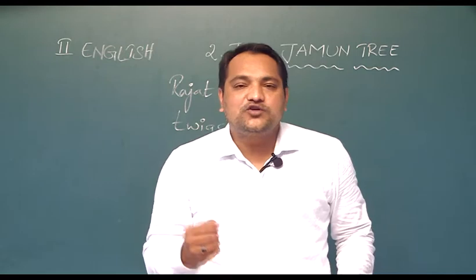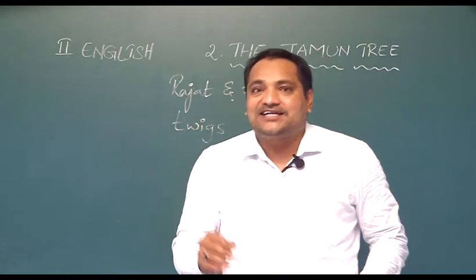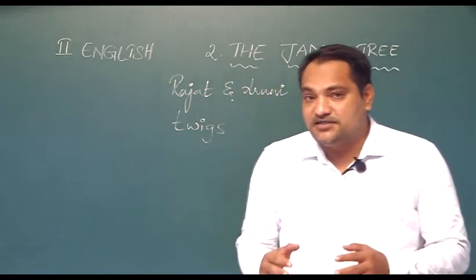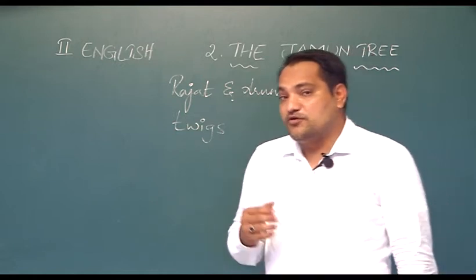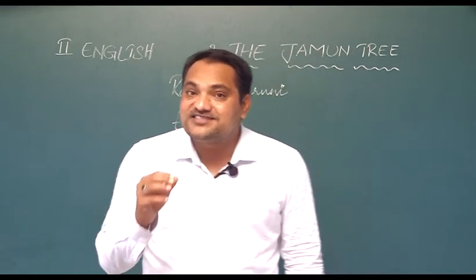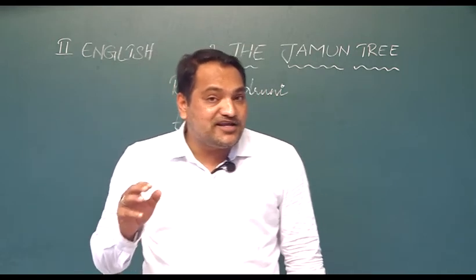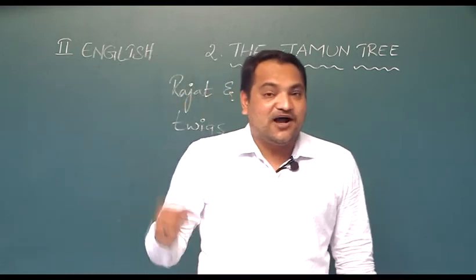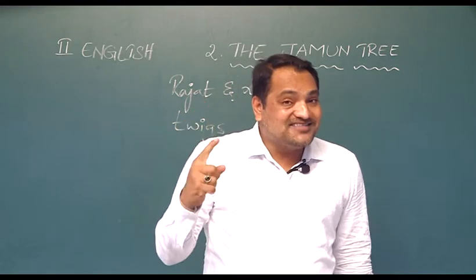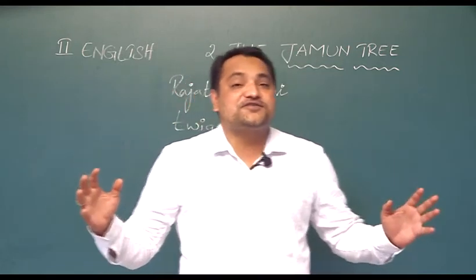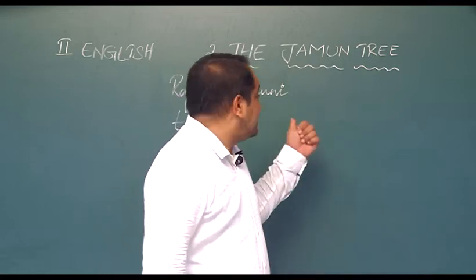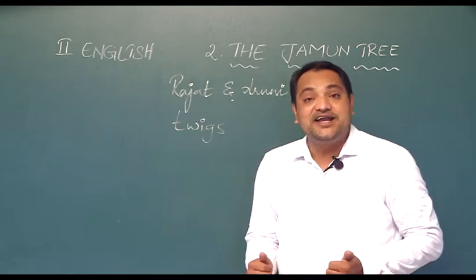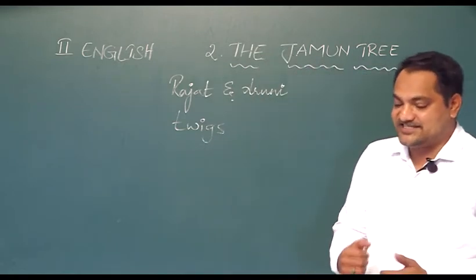So what do we know, my dear children? We know that different trees yield fruits in different seasons. For instance, in summer, mangoes. So, where do we get mangoes only in the summer. Then we get custard apples only in winter. Likewise, we get different fruits in different seasons. Now, our Jamun tree, once a year, it will give lots of fruits. What would Rajat and Aruni do? Rajat and Aruni will collect those fruits and they will take them to their families.